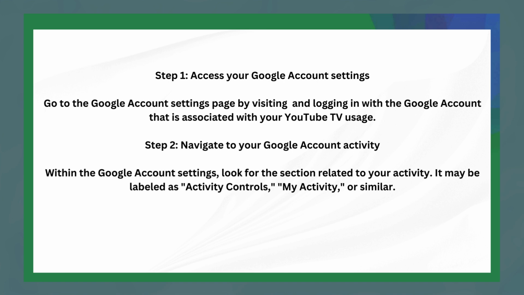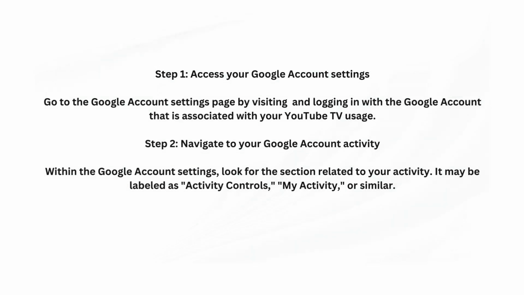The following step is to navigate to your Google account activity. So within the Google account settings, look for the section related to your activity. It may be labeled as activity controls, my activity, or similar.